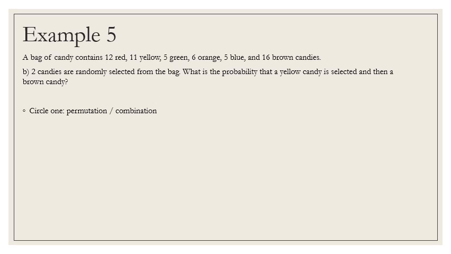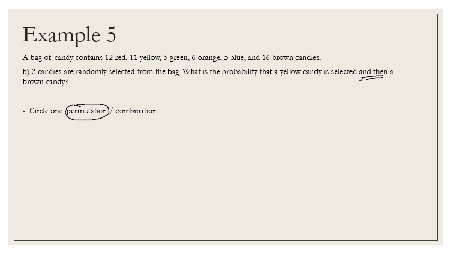All right, so next one, same situation. This time we're going to do 2 candies selected from the bag. What's the probability that a yellow candy is selected and then a brown candy? So this "and then" is a key. We're not selecting at the same time this time. This one's a permutation now. So with a permutation, we're going to do the probabilities one at a time with the counting principle and multiply them together.